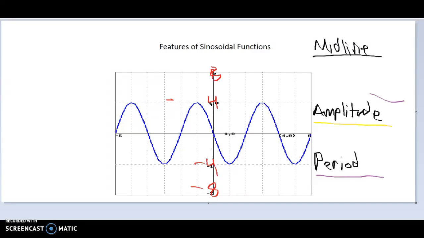Hey there, so today we're going to be talking about features of sinusoidal functions. We're going to be finding the midline, amplitude, and period of sinusoidal functions.